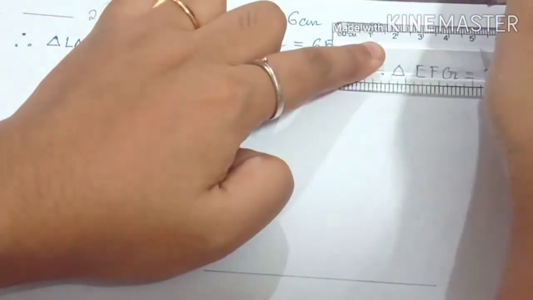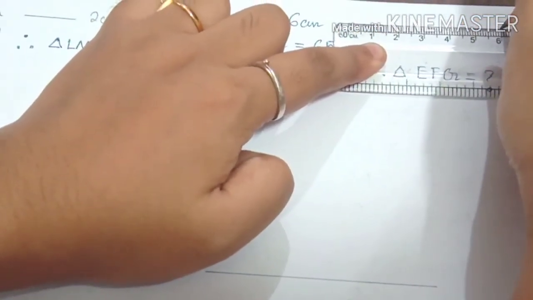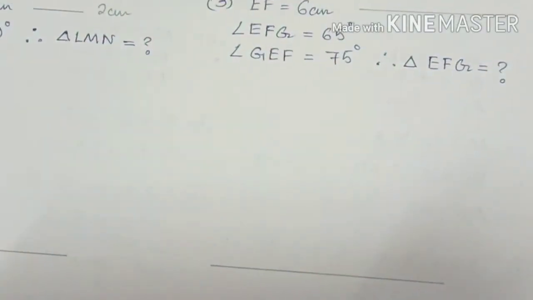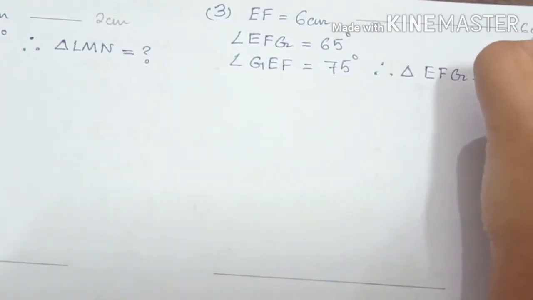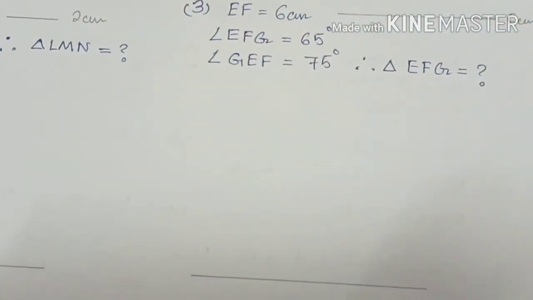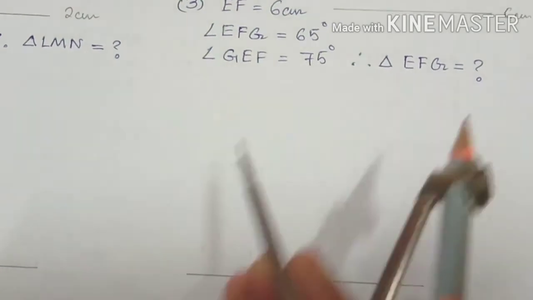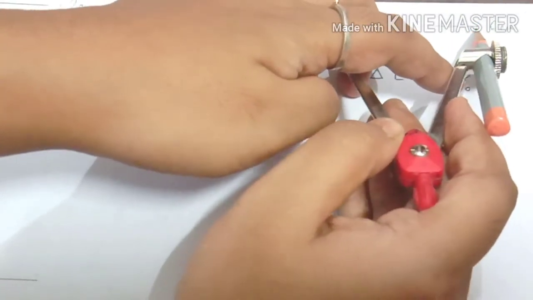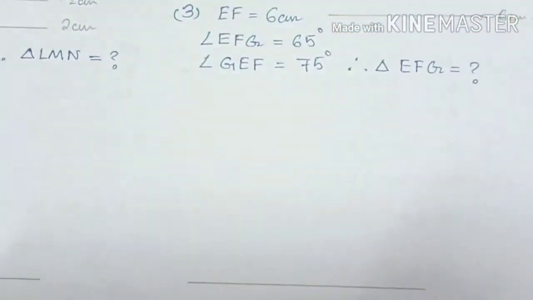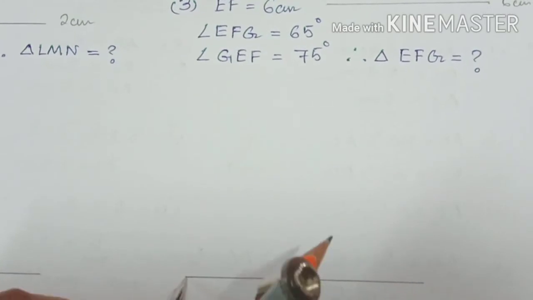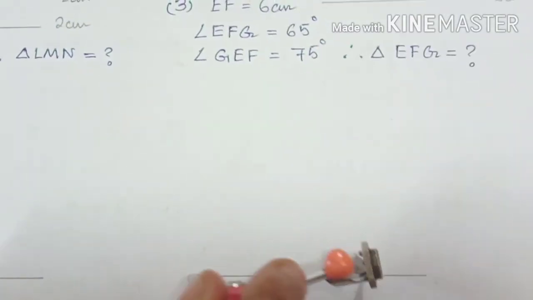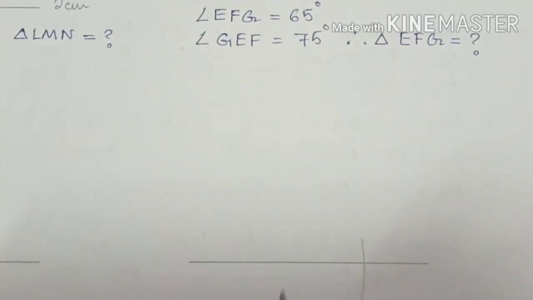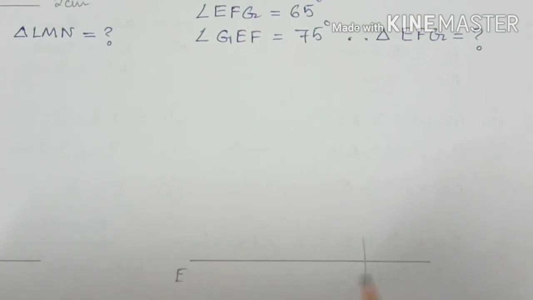Alright, so here at the ending of the 6, we are going to put a mark, and this is how we take the size. Then once again we are going to take the size of 6 centimeter. So here at the basal point, we are going to take an incision of 6 centimeter. Alright, and we are done with making the base of our triangle, that is EF.